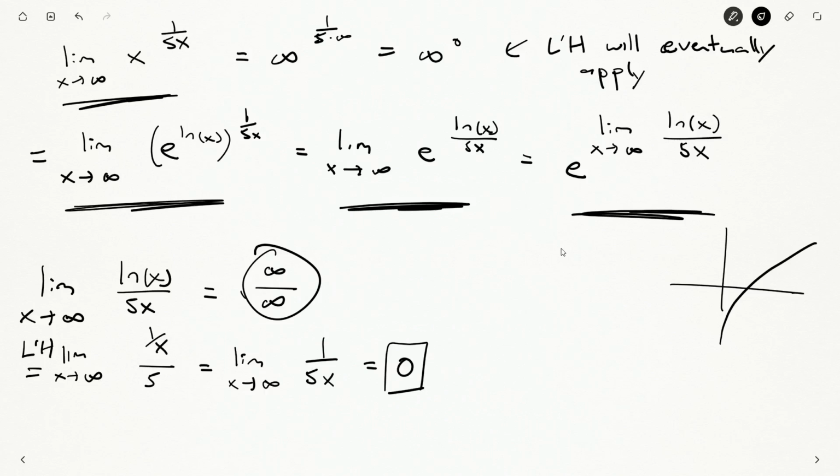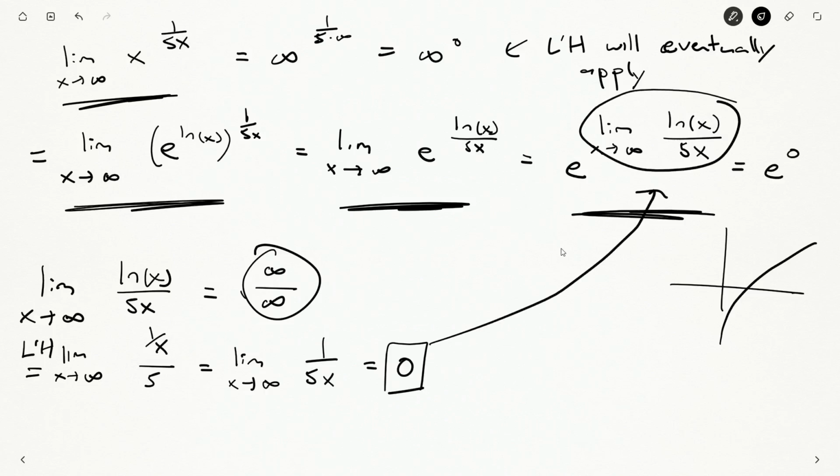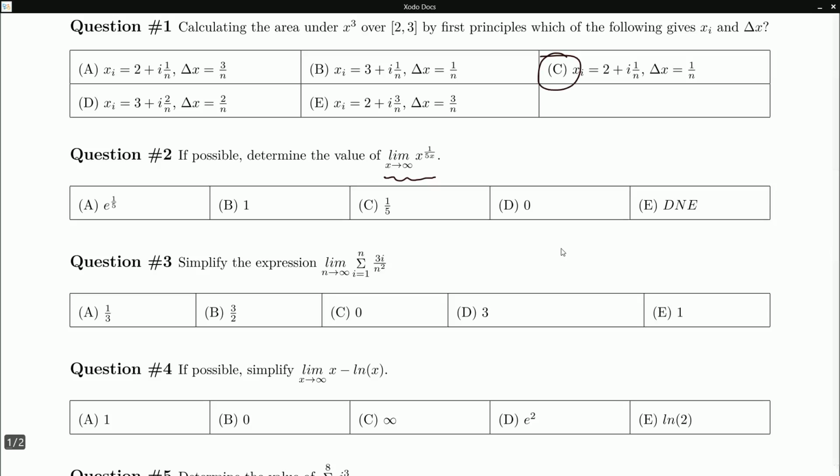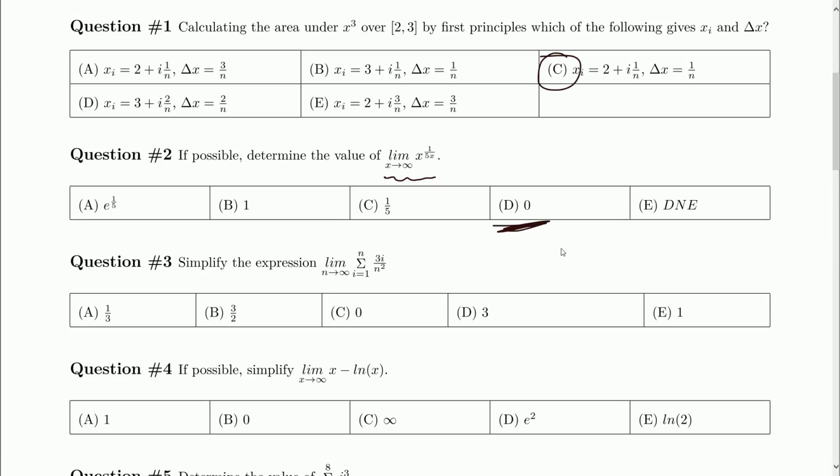Does that mean the final answer is 0? No, no, no. This 0 gets plugged back in here. So we get e to the 0, and our final answer is actually 1. See, 0 is here for the people who are doing this too quickly. In fact, our answer is going to be B, 1. Okay? Onward to question number 3.